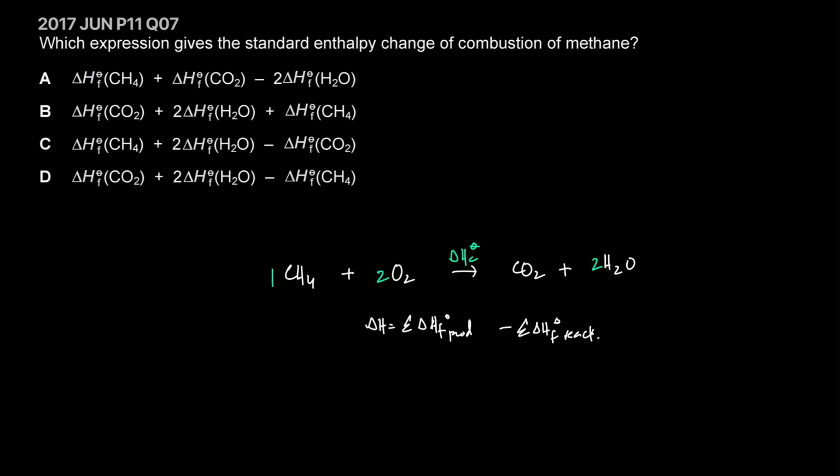So over here, if we look at the products, we have 1 mole of carbon dioxide and 2 moles of H2O, right? So we have the enthalpy change of formation of carbon dioxide plus 2 times the enthalpy change of formation of H2O, right? And then we're going to subtract the enthalpy change of formation of methane, right?